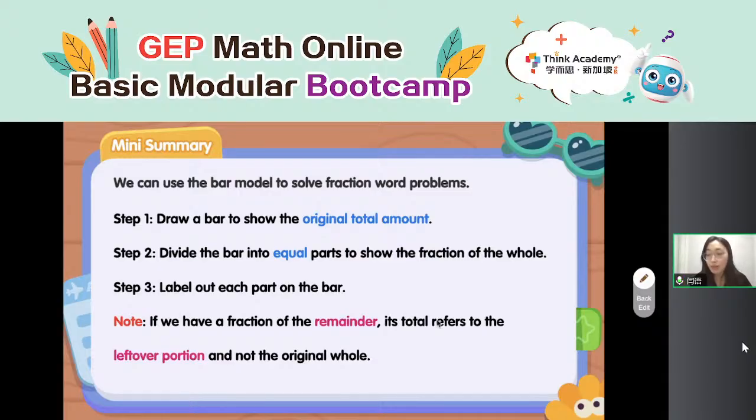You must make sure that you can label clearly and correctly, okay? And please note, if we have a fraction of the remainder, you need to be clear about the remainder, that is the leftover. So its total refers to the leftover portion and not the original whole. So when you read the question, do remember to underline or circle the keywords as well.